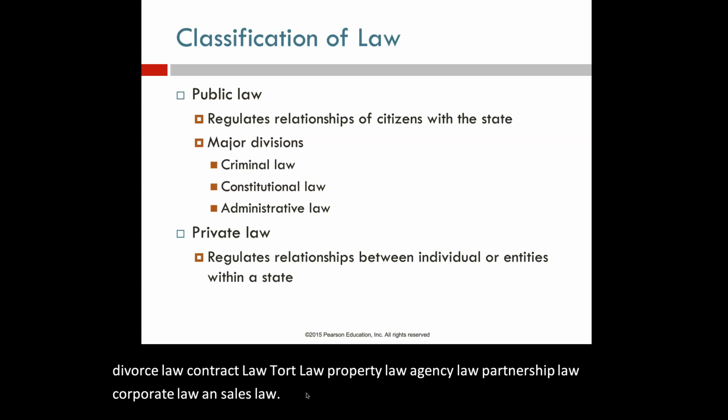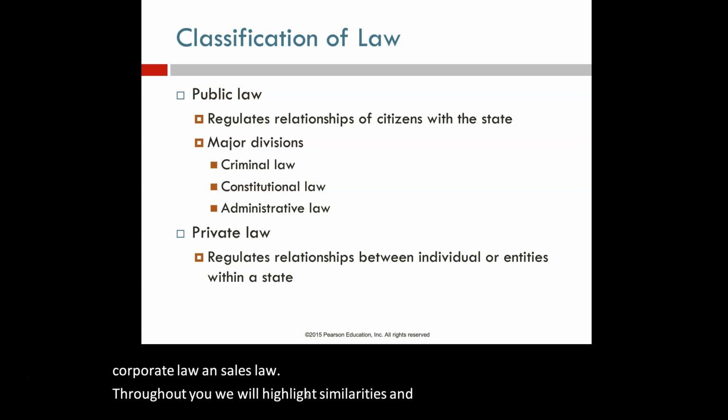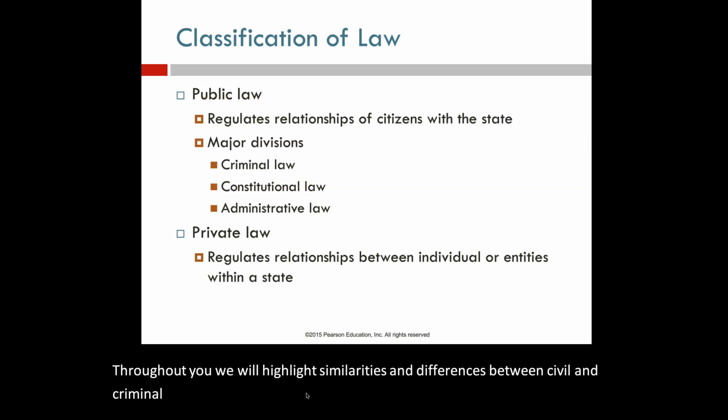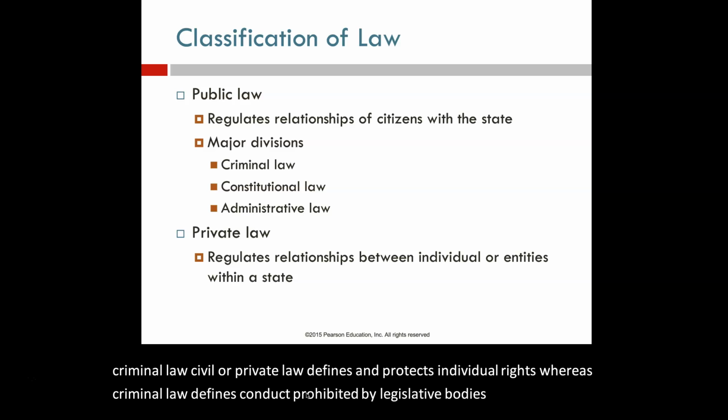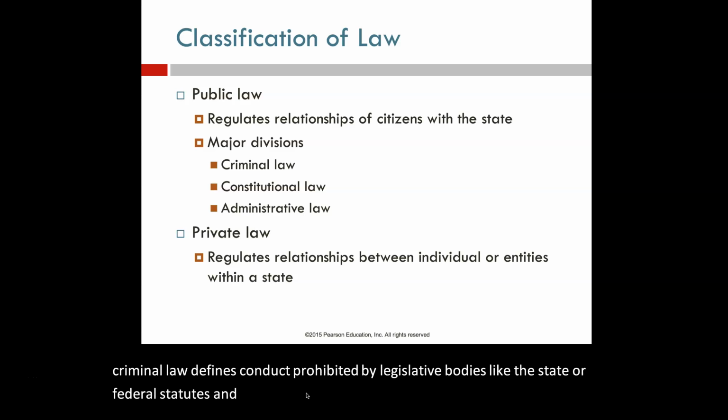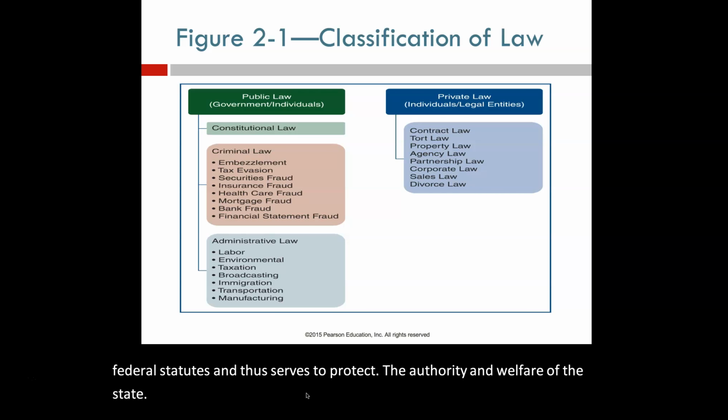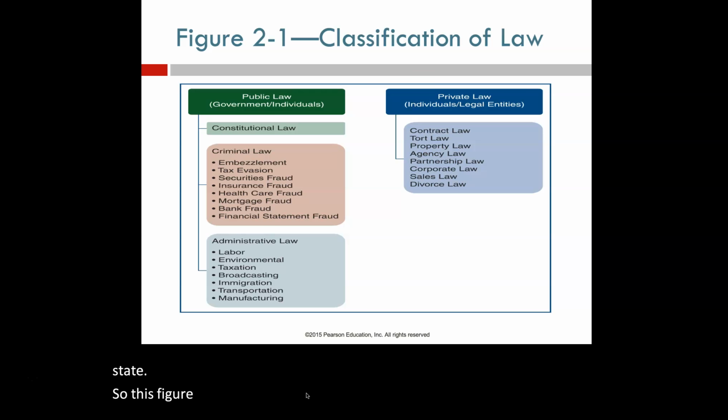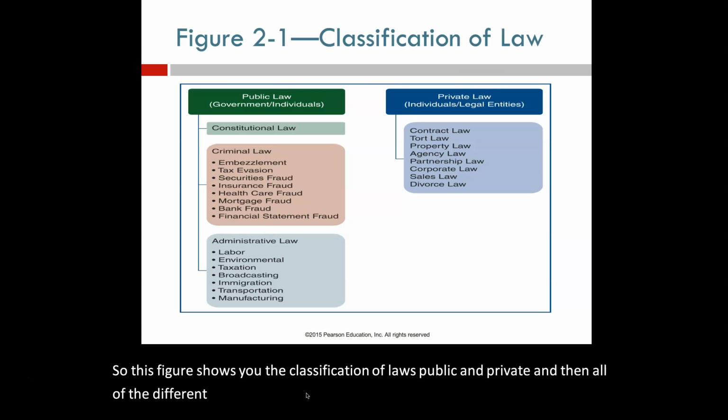Throughout, we will highlight similarities and differences between civil and criminal law. Civil or private law defines and protects individual rights, whereas criminal law defines conduct prohibited by legislative bodies like the state or federal statutes, and thus serves to protect the authority and welfare of the state. This figure shows you the classification of laws, public and private, and all of the different laws that relate to each, as we mentioned in the previous slide.